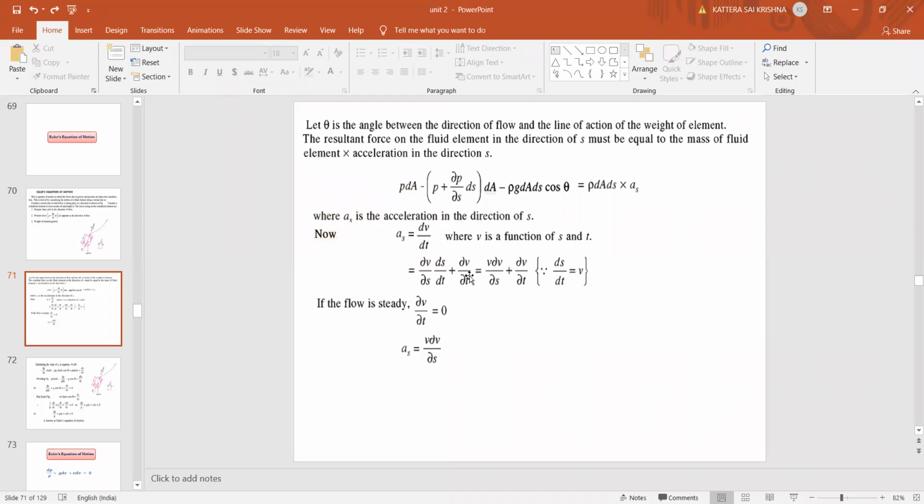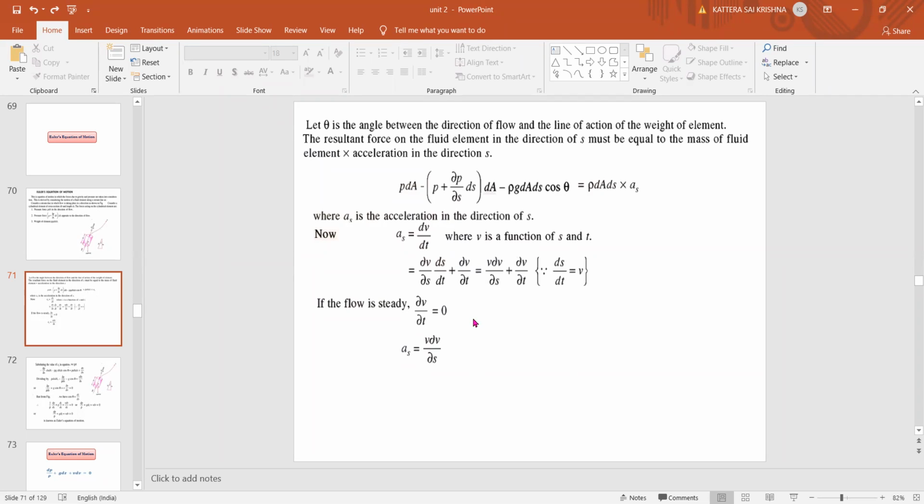This can be written with ds by dt, which we know already: distance per time is velocity. So ds by dt becomes v here. So a_s equals v into dou v by dou S plus dou v by dou t. This is the equation we get for a_s in terms of v, S and t. Now if the flow is steady, that is, the characteristics of the fluid do not change with respect to time, meaning pressure and velocity do not change with time.